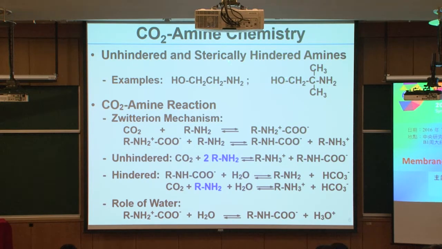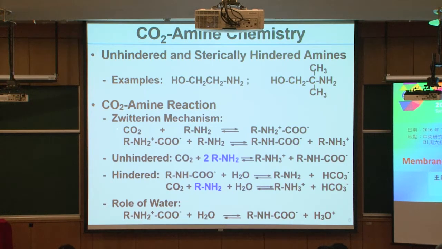Versus the sterically hindered amine, I give you an example over here. The amino group is attached to a tertiary carbon. Okay, and then certainly you have those methyl groups right adjacent to this nitrogen site. So this could provide the steric hindrance to the nitrogen site.